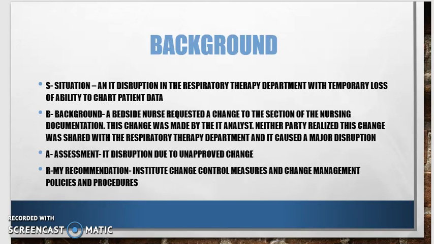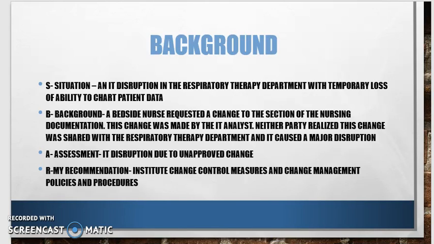So S is for situation, and what happened was an IT disruption in the respiratory therapy department caused a temporary loss of the ability to chart patient data. B is for background, and what happened, a bedside nurse requested a change to the section of the nursing documentation, and this change was made informally by an IT analyst. Neither party realized that the change was shared with the respiratory therapy department, and it caused a major IT disruption.